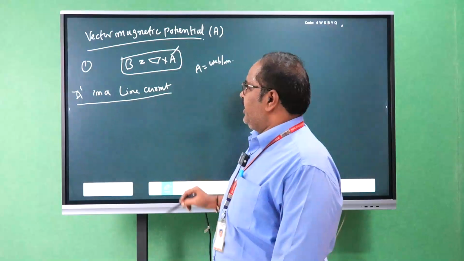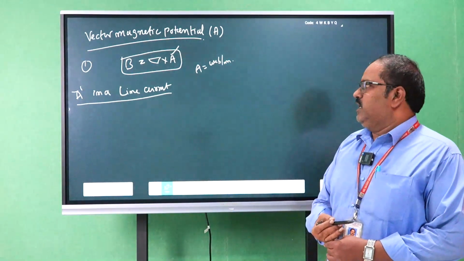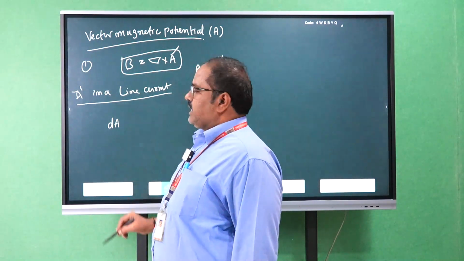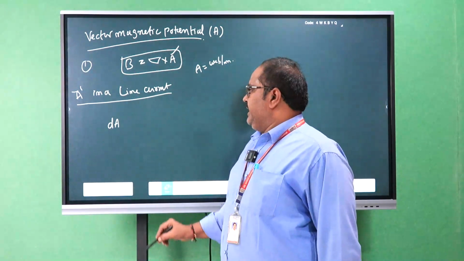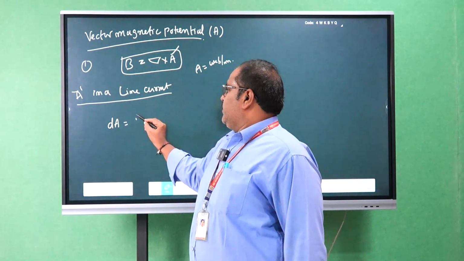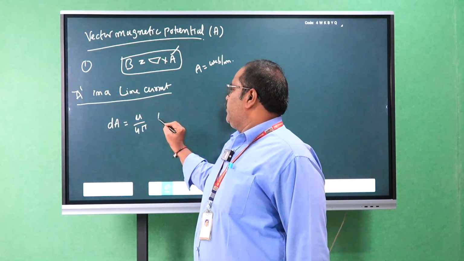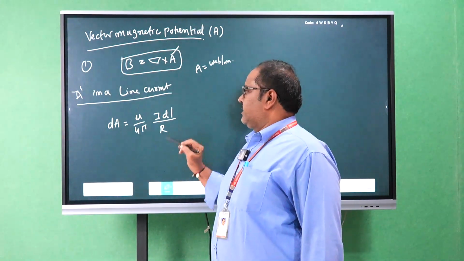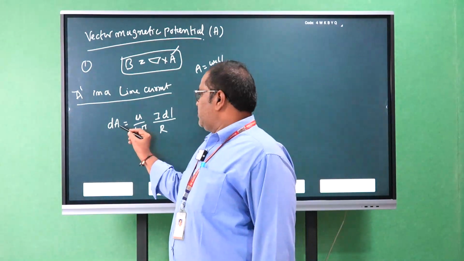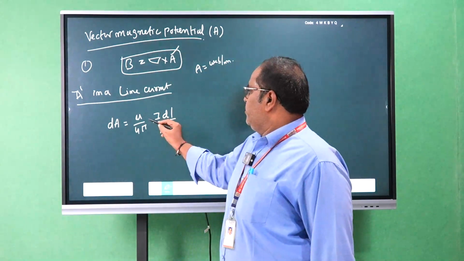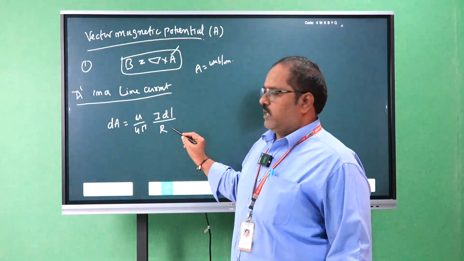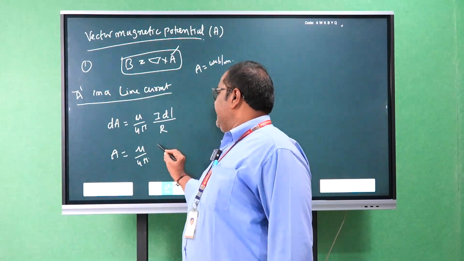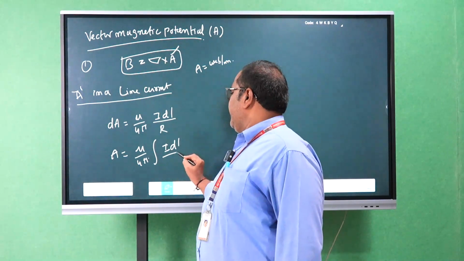A in a line current. This is one of the important derivations of vector magnetic potential. The differential vector magnetic potential dA is directly proportional to I dl and inversely proportional to R. Very, very important. Therefore, dA is equal to mu I dl by 4 pi R. Therefore, A is equal to mu by 4 pi integral I dl by R.